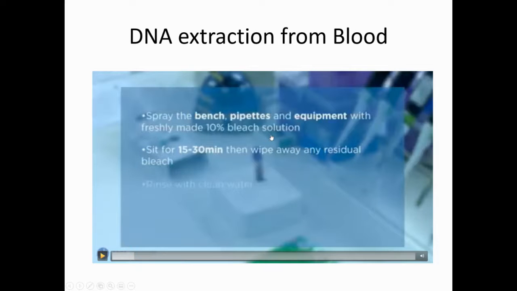So for example, when you come to the lab next week, always remember you have to clean your bench with 10% bleach, all right? So each bench, we have the bleach on each bench. You have to sanitize the bench. And also, when you finish the experiment, before you leave, you also need to use the bleach again, all right? Rinsing with clean water, and finally spraying with 70% ethanol.